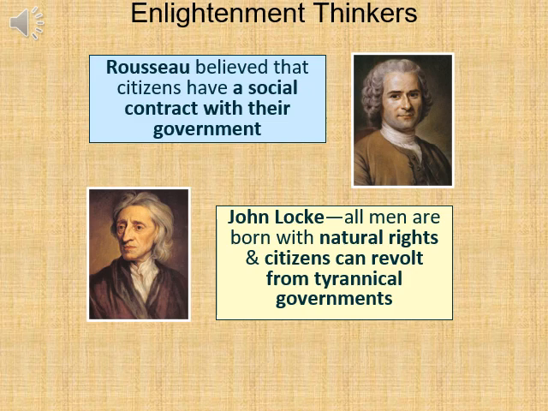Some of those Enlightenment thinkers that helped lead to the American Revolution were Jean-Jacques Rousseau, who believed that citizens had a social contract with their government, and that the government, just the same as the citizens, both had to honor their side of that agreement. And of course, John Locke, who believed that all men are born with natural rights, and that citizens can revolt from tyrannical governments who are not helping affirm individuals' natural rights.